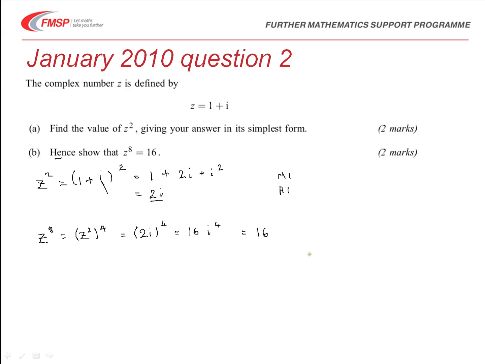Again, 2 marks, very similar to the previous one, for an appropriate method that works there, and then 1 for obtaining the result that we require.